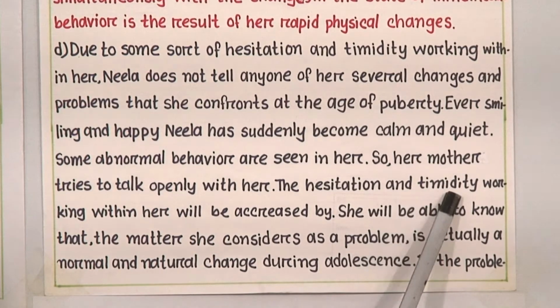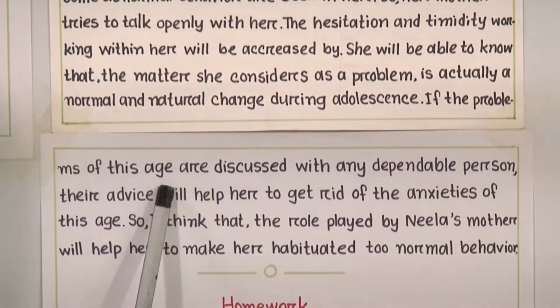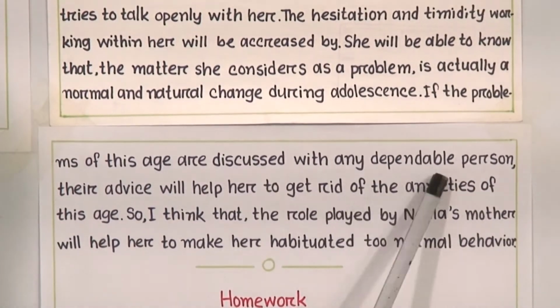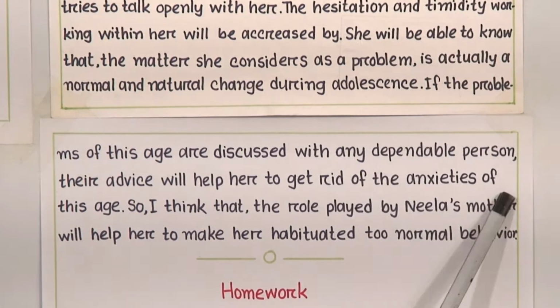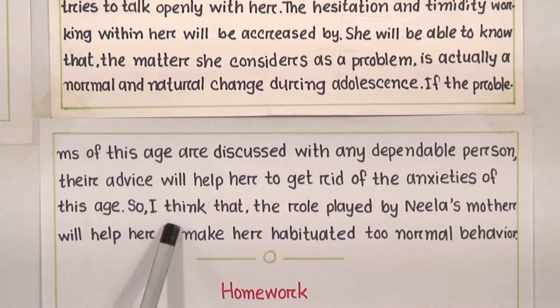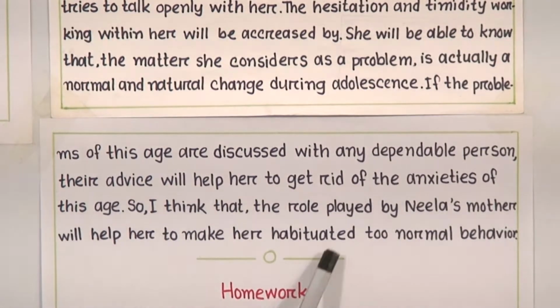The hesitation and timidity working within her will be expressed. She will be able to know that the matter she considers as a problem is actually a normal and natural change during adolescence. If the problems of this age are discussed with any dependable person, their advice will help her to get rid of the anxieties of this age. So, I think that the role played by Nila's mother will help her to make her habituated to normal behavior.